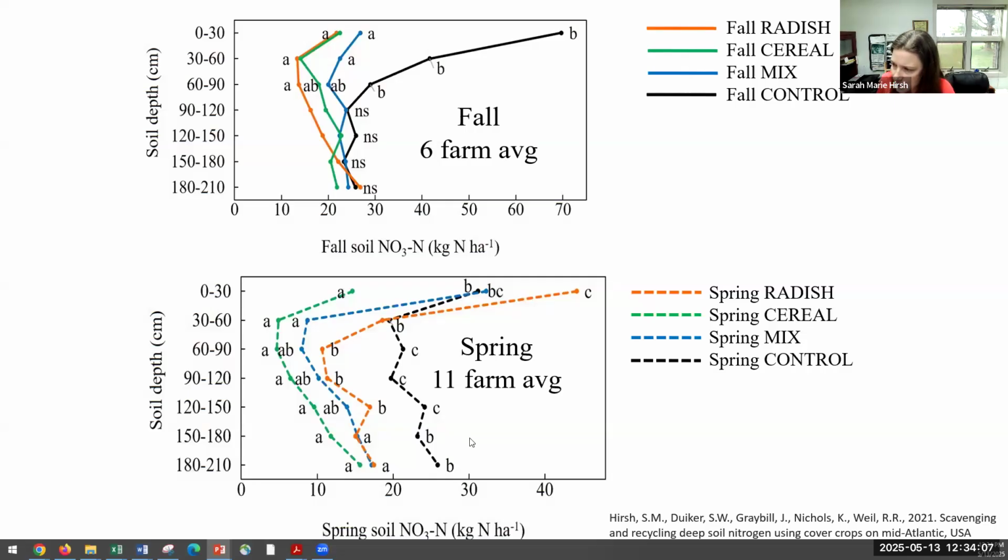And then if we jump to the spring, the graph is set up in the same way, surface of the soil down to 7 feet deep. But now we could see where the black line again, which is no cover crop, now we have a lot more nitrate all the way down to 7 feet deep where there's no cover crop. And all of the cover crops serve to reduce the amount of nitrate down deep. So again, that nitrate is now going to be more available. It's going to be taken up by the cover crops and released onto the soil surface, and it's not going to be lost via leaching.